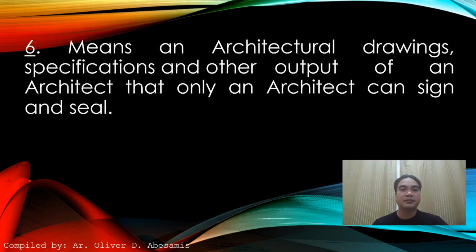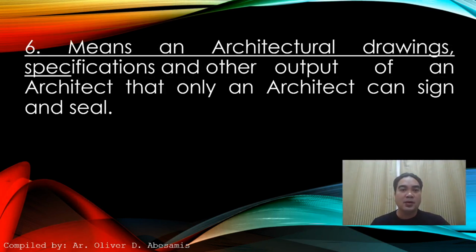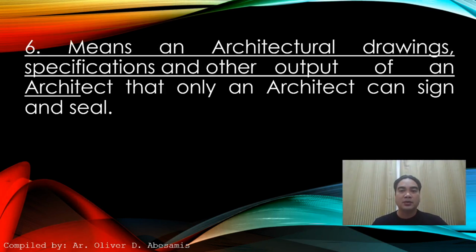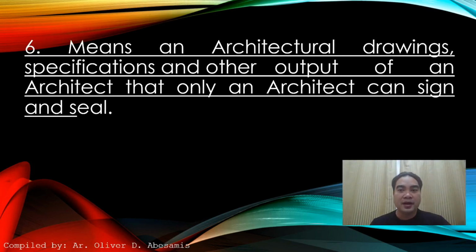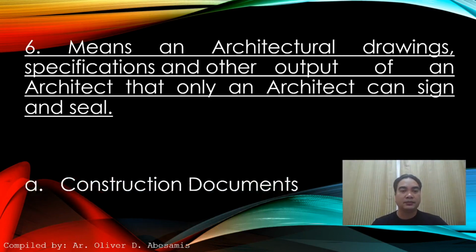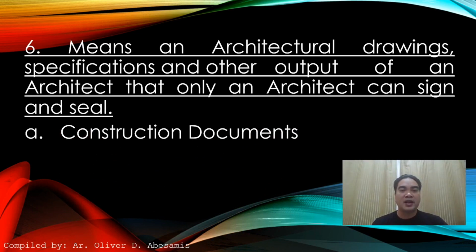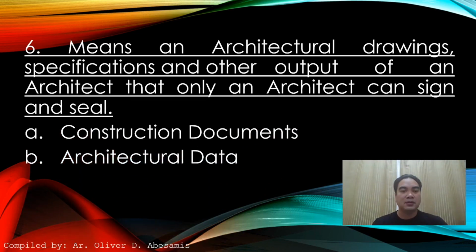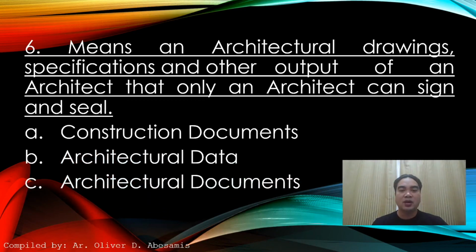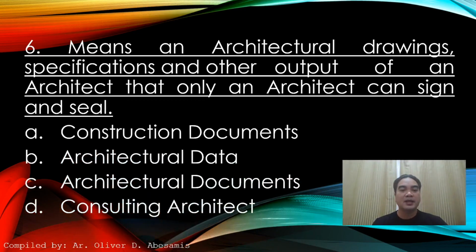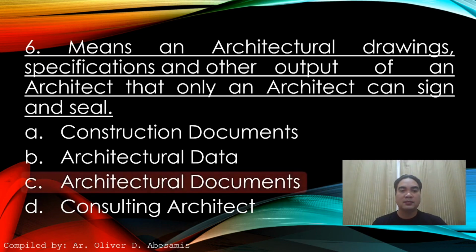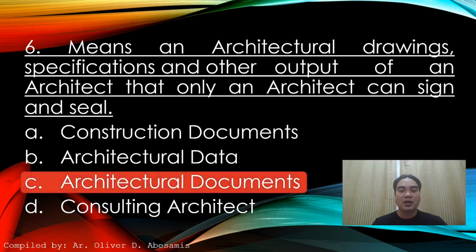Number 6. Means an architectural drawing, specification, and other output of an architect that only an architect can sign and seal. A. Construction documents. B. Architectural data. C. Architectural document. And D. Consulting architect. Answer? C. Architectural documents.